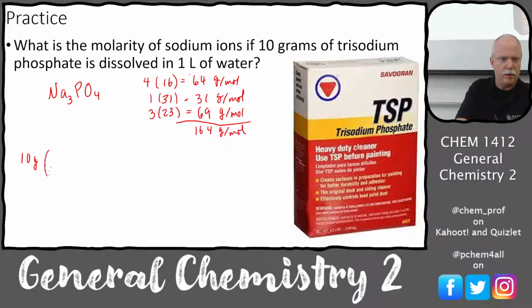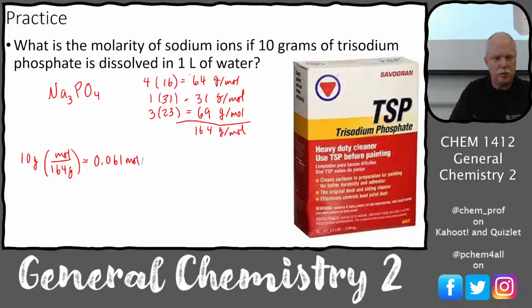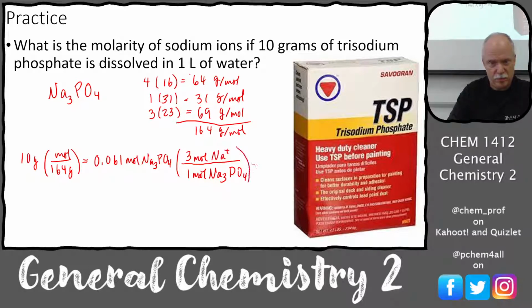Okay, thank you. I'll just do 0.061. And then what we're interested in is the sodium ions. So 1 mole of Na3PO4 gives 3 moles of sodium ions. So 0.18.